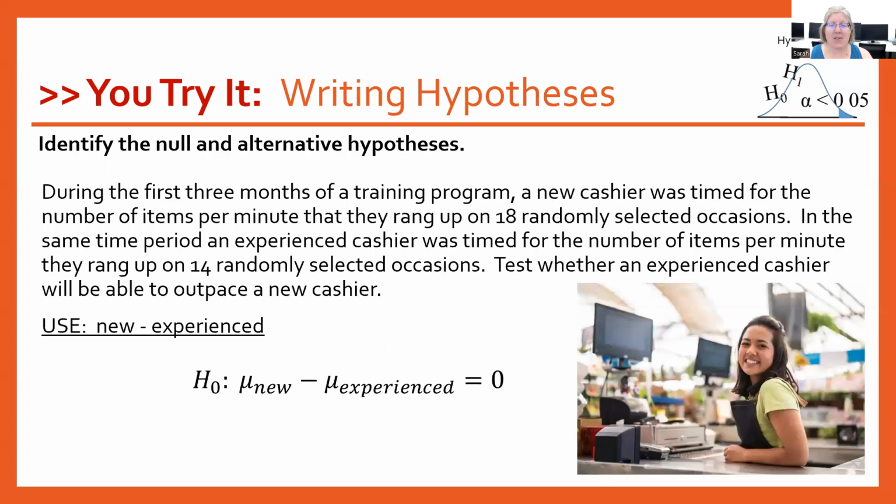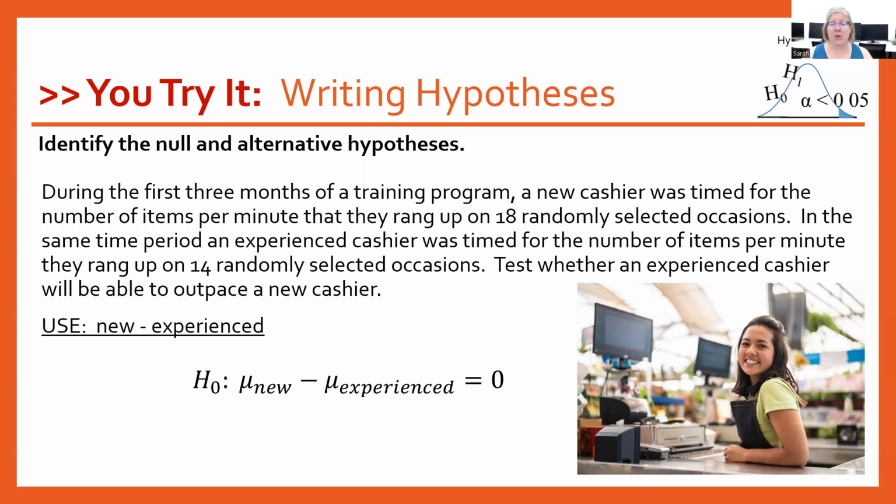During the first 3 months of a training program, a new cashier was timed for the number of items per minute that they rang up on 18 randomly selected occasions. In the same time period, an experienced cashier was timed for the number of items per minute they rang up on 14 randomly selected occasions. Test whether an experienced cashier will be able to outpace a new cashier.